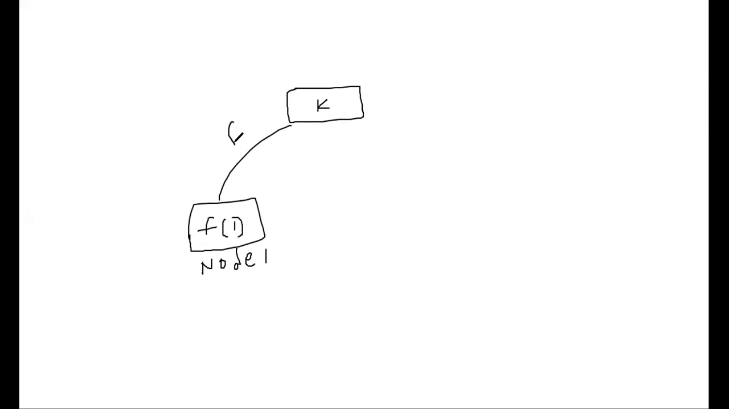He sends f of 1, and he does the same for all of the nodes. He has S nodes and he sends to all the nodes, meaning each node gets f of I. If it's node I, it will get f of I, which means node S will get f of S. That's basically the idea.